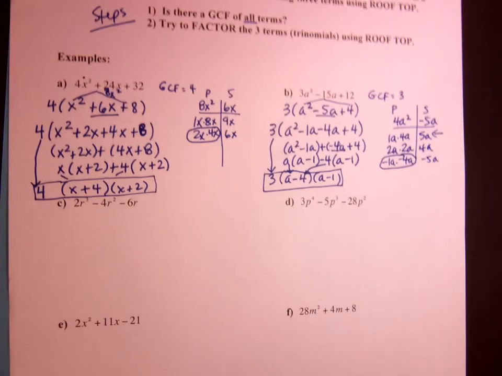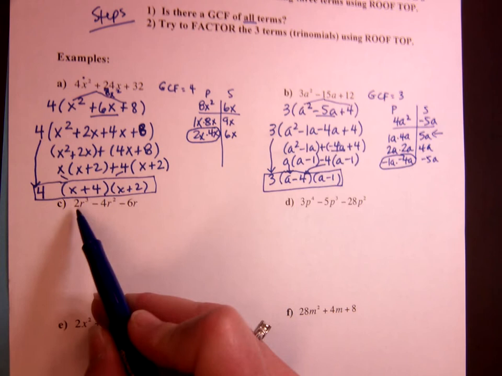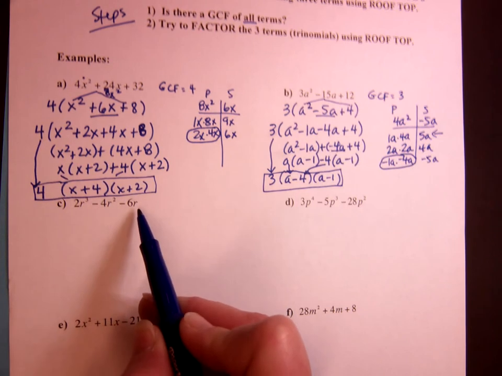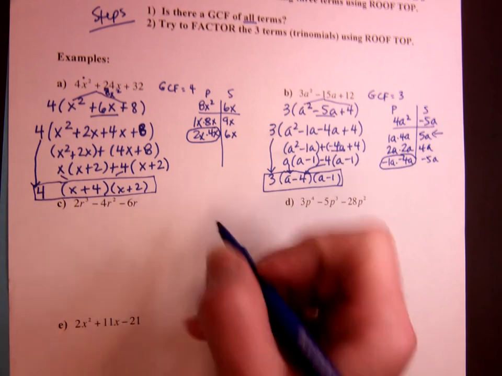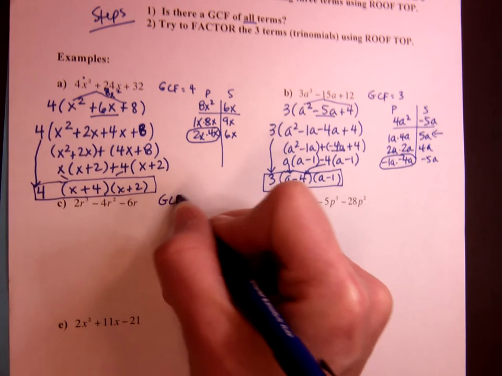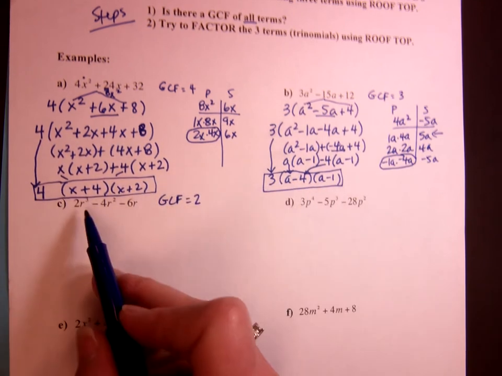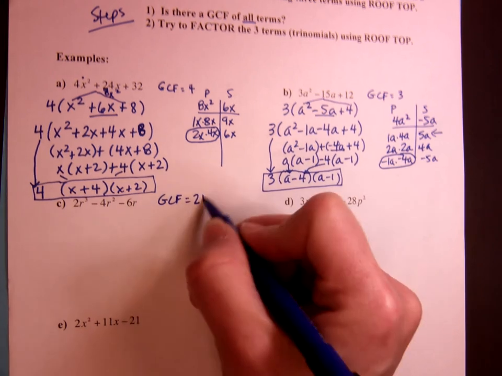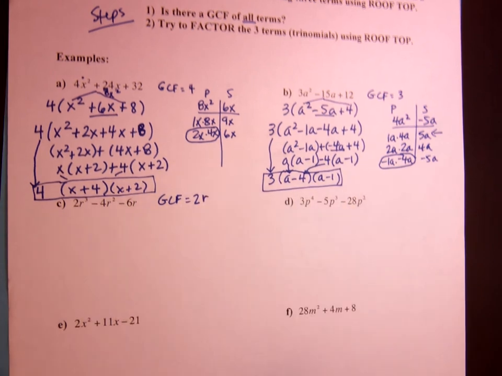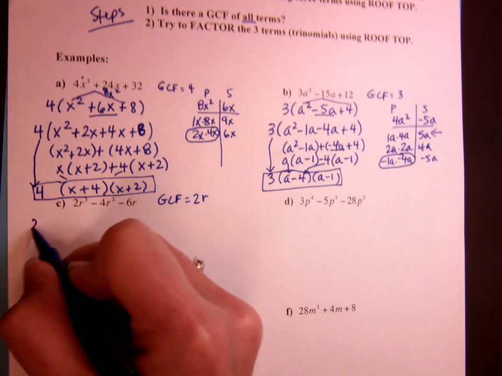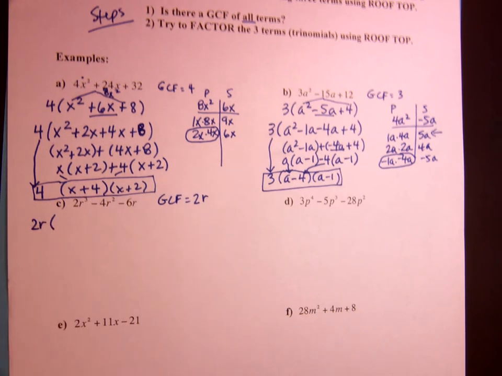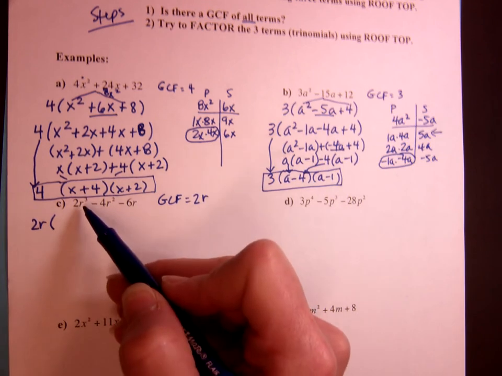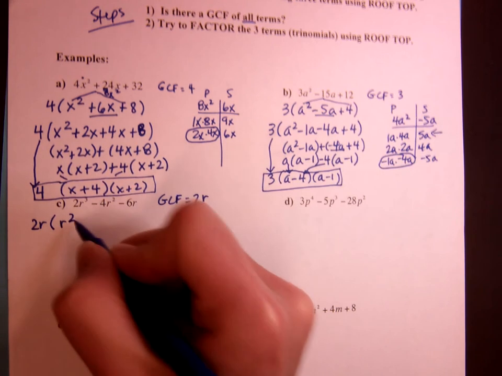All right, letter C. Again, we're going to look to see if they have anything in common. All of them can be divided by 2, so the greatest common factor includes a 2. But look, they also all have an r. So the greatest common factor on this one is 2r. So we're going to put a 2r in front here, and we'll say 2r times what will give me 2r to the third power? That would be r squared.